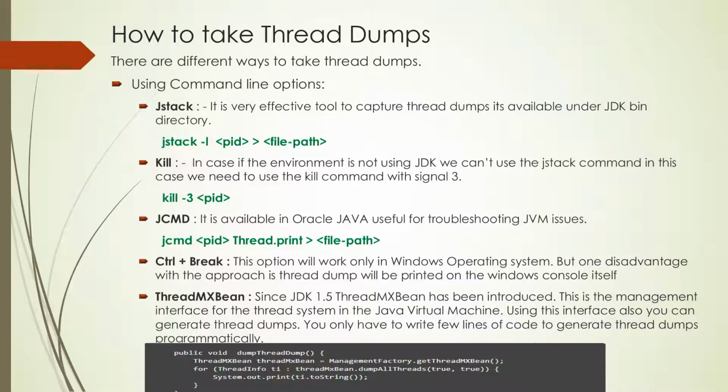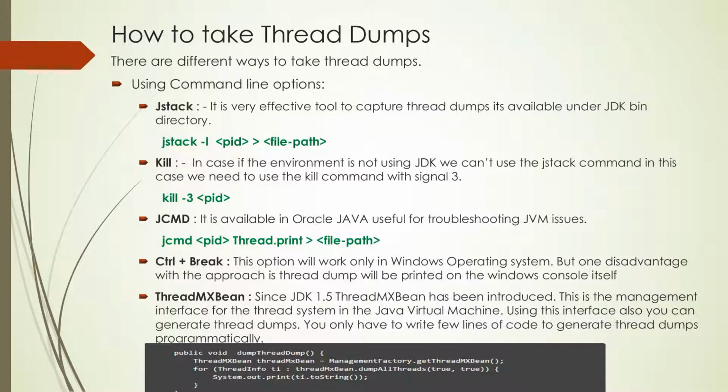But there is one thing with the kill command: you cannot redirect its output to any other file. You will get it in the log of the server where you started the Java process. For example, in Tomcat, or for any Java process running over Tomcat, you will get all the thread dumps in the catalina.out log file.